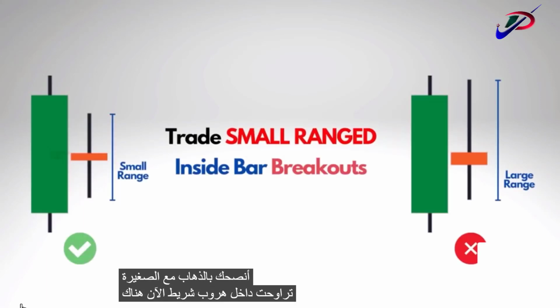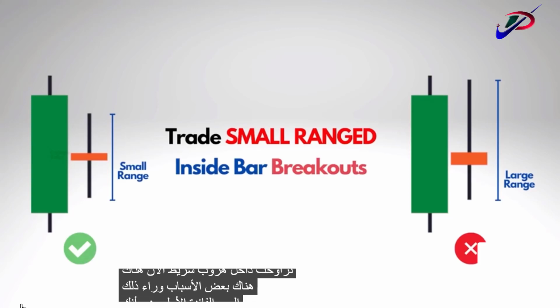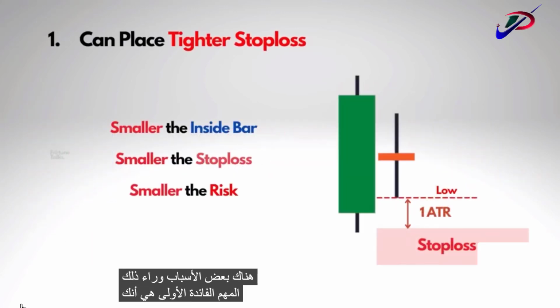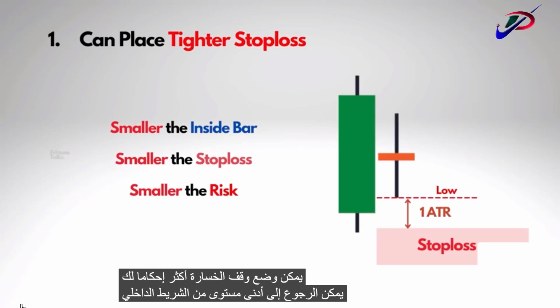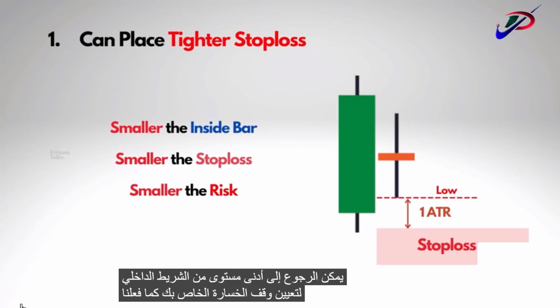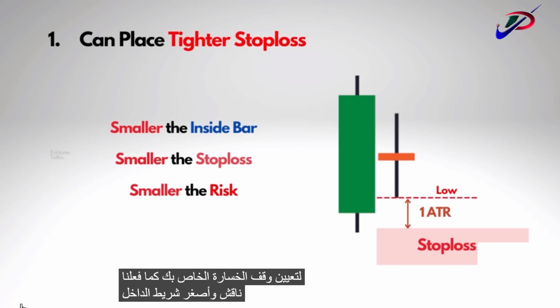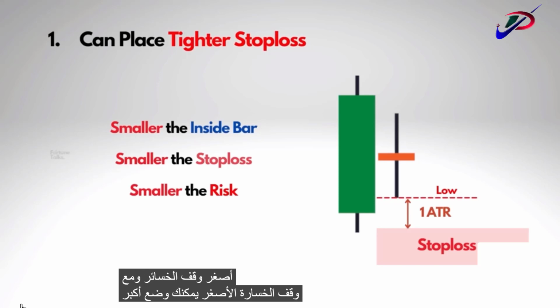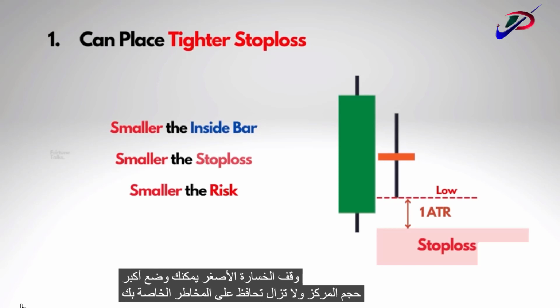Now there are a few reasons as to why this is important. The first benefit is that you can place a very tight stop loss. You can reference the low of the inside bar to set your stop loss as we have discussed, and the smaller the inside bar, the smaller the stop loss is. And with a smaller stop loss, you can put a larger position size and still keep your risk constant.